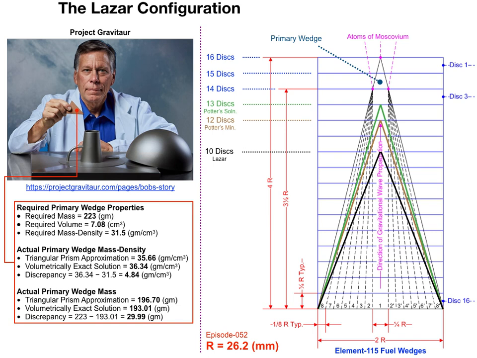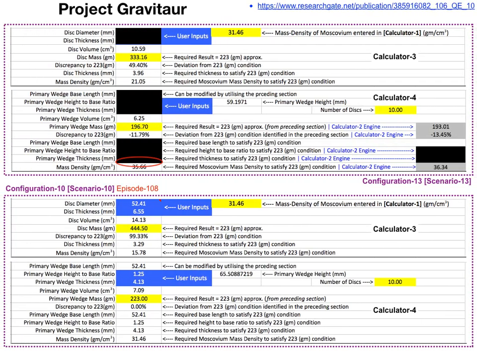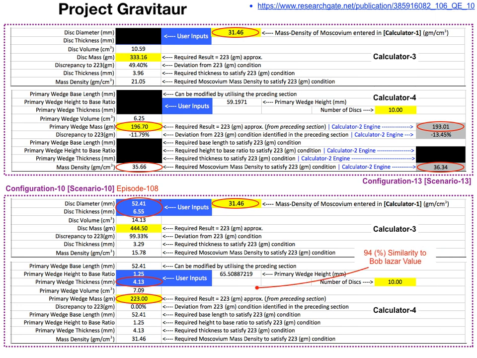Okay, let's now run the numbers through our spreadsheet calculator. In these two scenarios, we are working with full-scale models, both of which utilise the value of mass density for element 115 endorsed by Bob Lazar, that is, approximately 31.5 grams per centimetre cubed. Unfortunately, in scenario 13, we were forced to redact information indirectly provided to us by Bob Lazar via Project Gravitaur leadership, due to a governing confidentiality agreement.